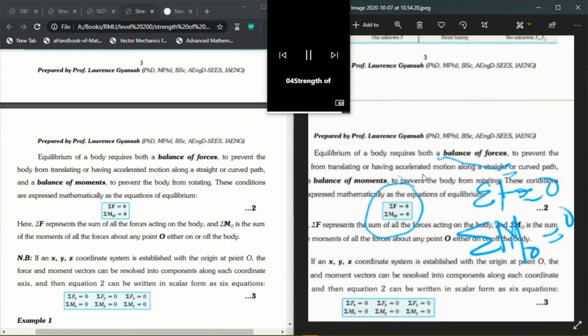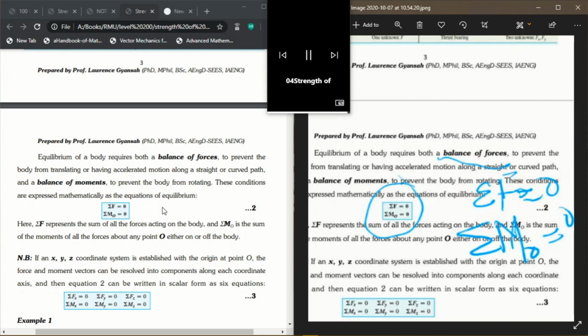So the equation of equilibrium is made up of the summation of all forces along a certain direction being equal to zero, and the summation of moment at a certain point also being equal to zero. If these two are satisfied, then the body is at equilibrium. That is why they say equation of equilibrium. Equation of equilibrium is very, very important.